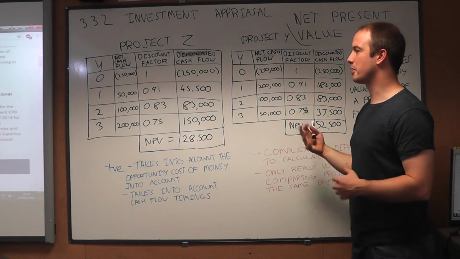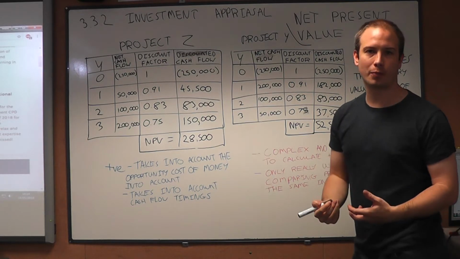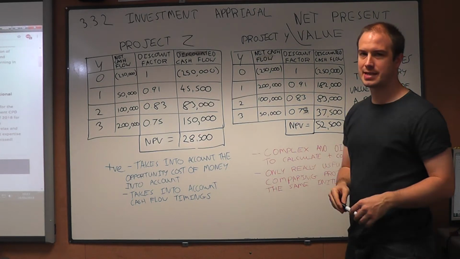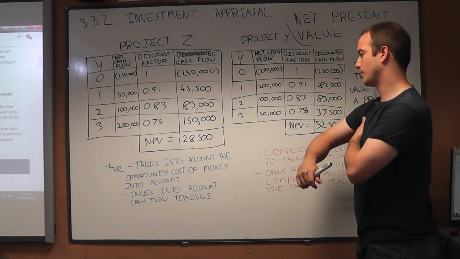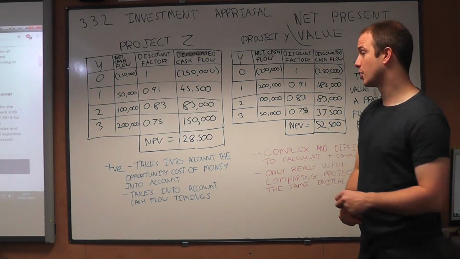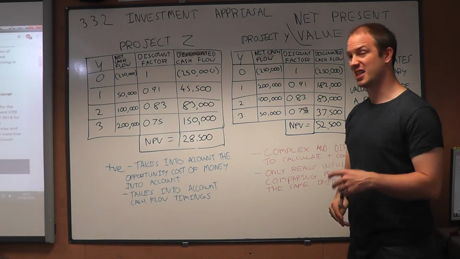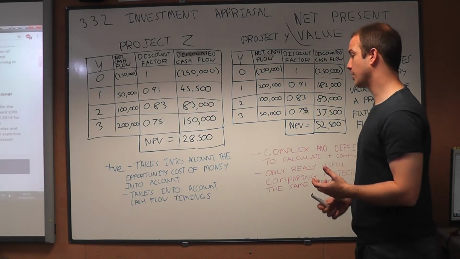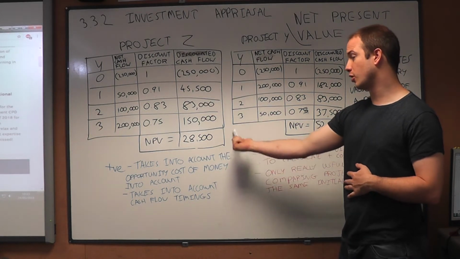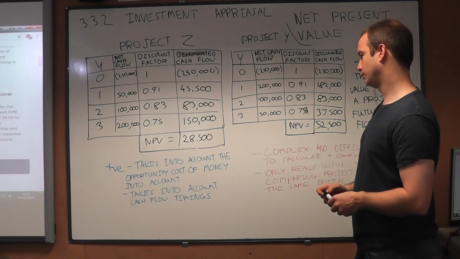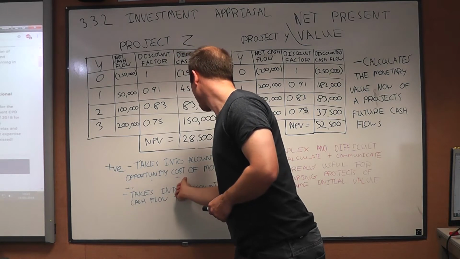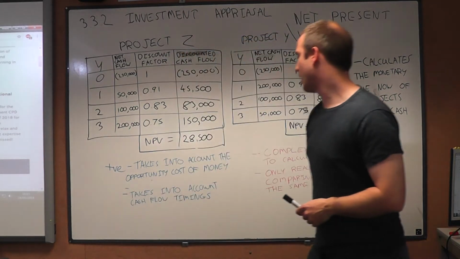So that demonstrates the fact that cash flows that happen earlier in the project are of greater value than later on, and it can mean that you have a much higher net present value as a result. I'm also going to take this opportunity to look at some of the positives and negatives of using net present value as a means of investment appraisal. In terms of the positives, it takes into account the opportunity cost of money in the bank.